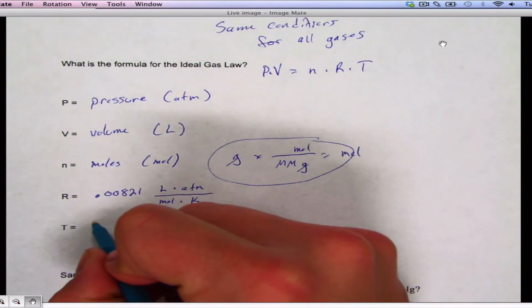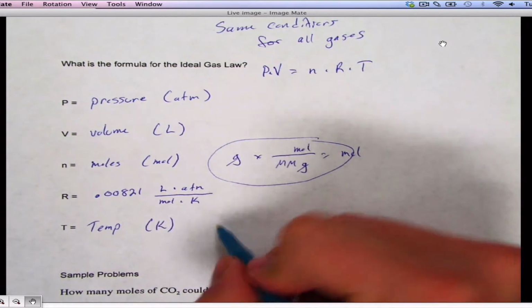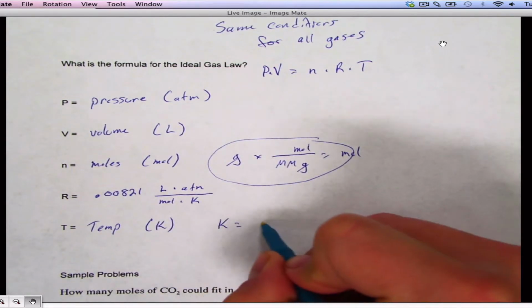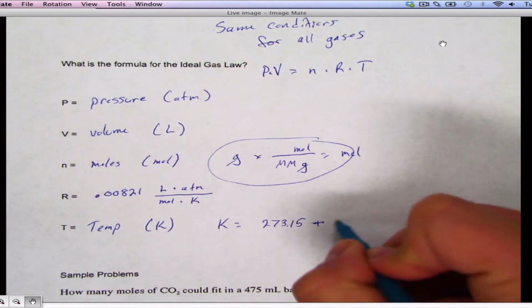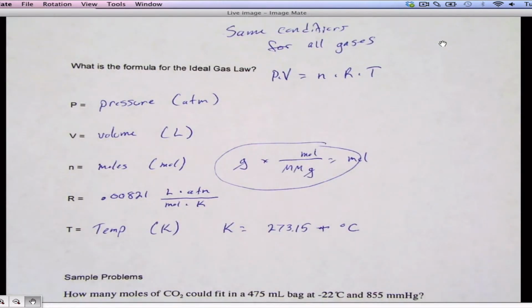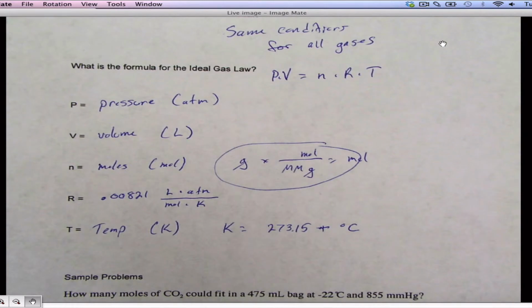T is temperature, and we want temperature always to be in Kelvin. And remember the formula for Kelvin. Kelvin is equal to 273.15 plus your degrees Celsius. All right, so there's the whole thing explained. Now you just have to plug in your variables and chug it out. Simple as that.